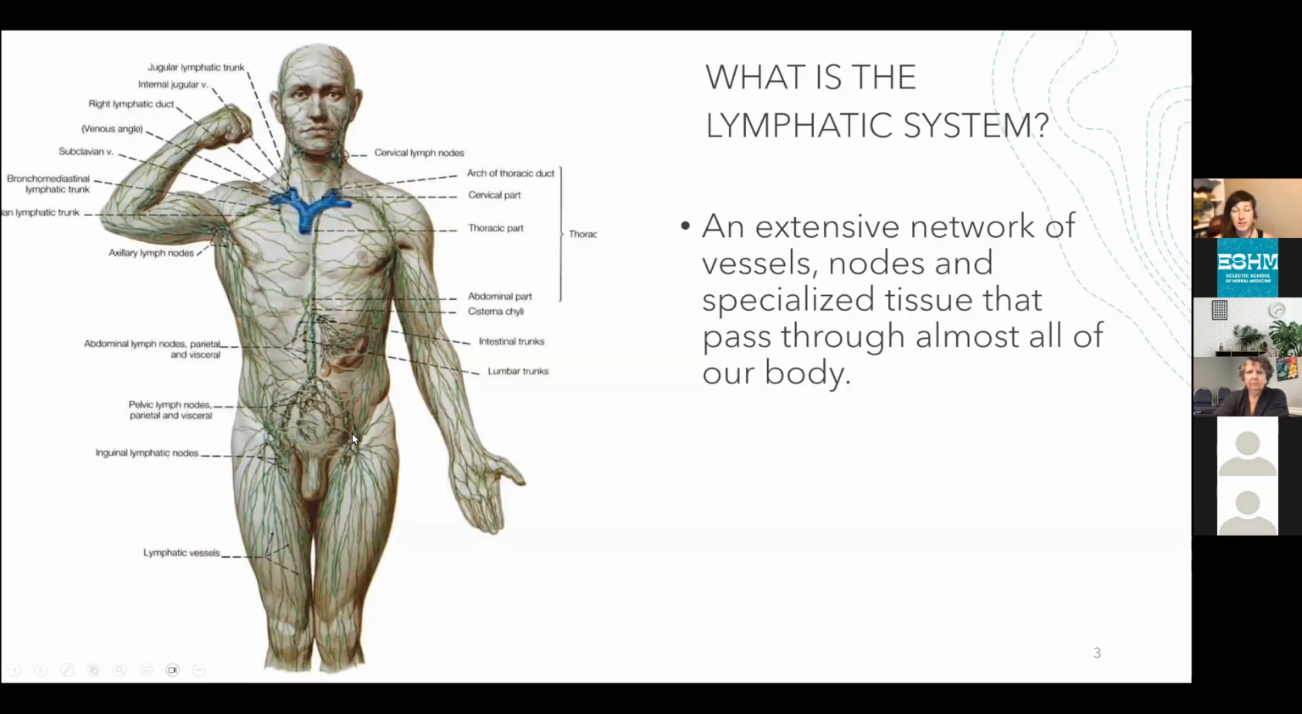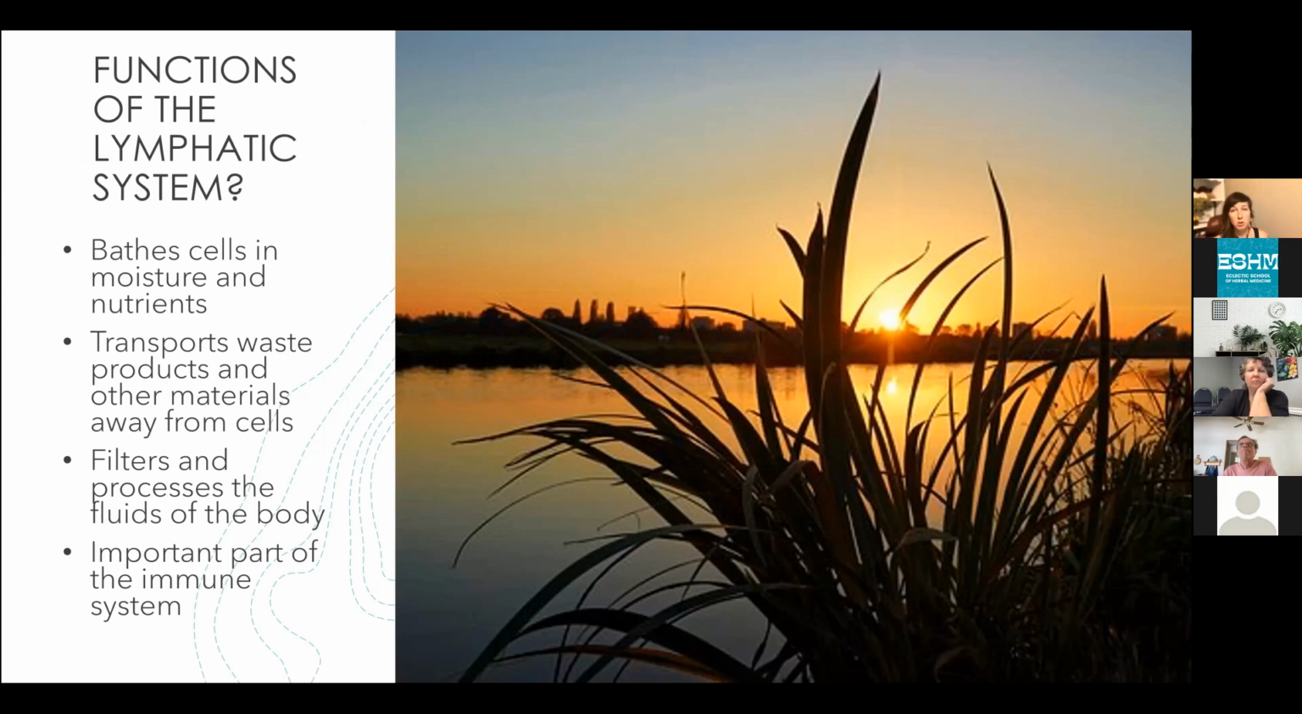All right, so what is the lymphatic system? The lymphatic system is in green on this picture, and it is an extensive network of vessels, nodes, and specialized tissues that pass through almost all of our body. So it's found all over the body, including in the brain. They didn't know that for a long time. The lymphatic system has quite a few different functions, and the ones that we're going to talk about here pertain to the herbs we're talking about.